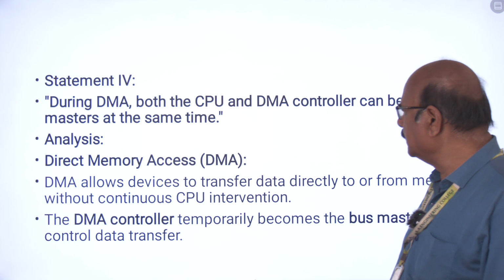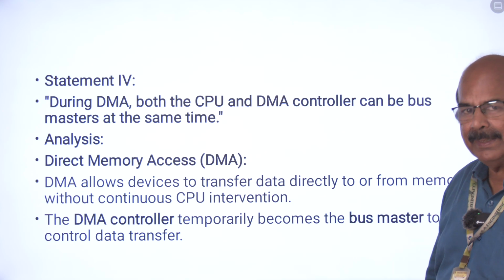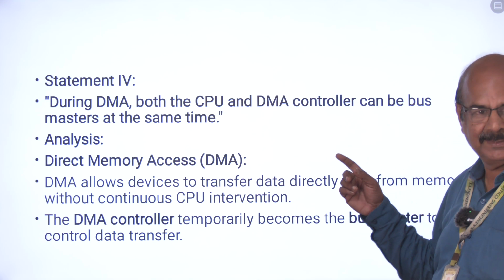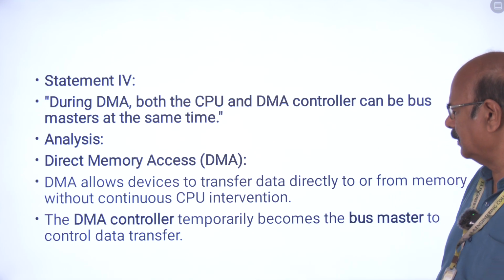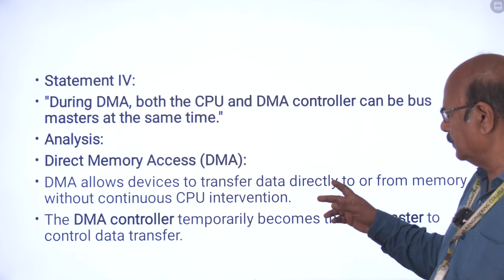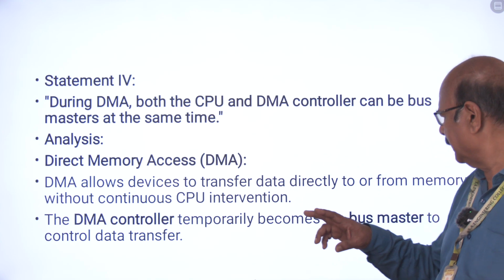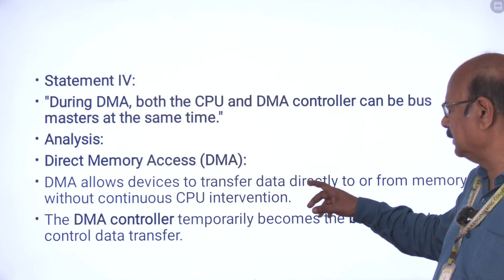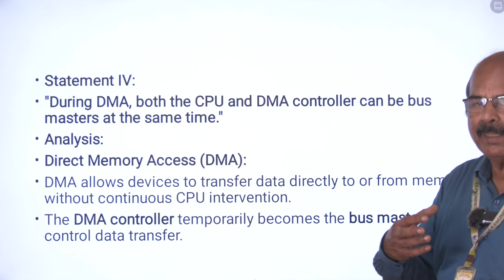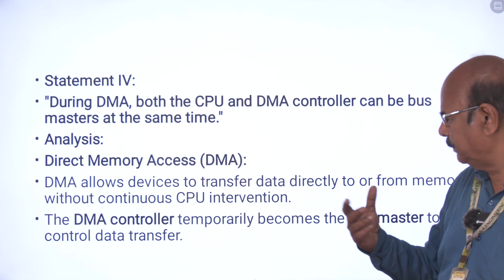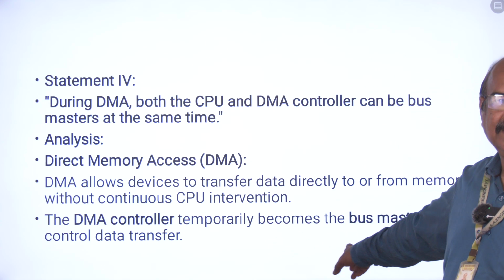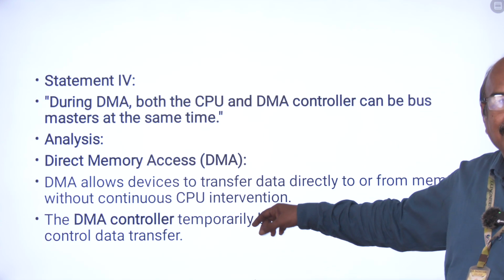Okay. So next one, statement 4: during DMA, both CPU and DMA controller can be bus masters at the same time. What is the analysis of that? You know that DMA is direct memory access. DMA allows a device to transfer data directly to or from memory without continuous CPU intervention. Whenever the memory is required, the DMA controller temporarily becomes the bus master, to control the data transfer.